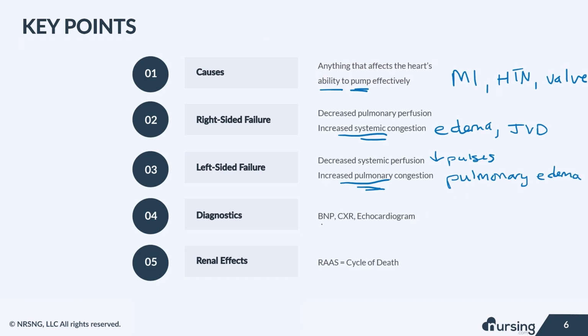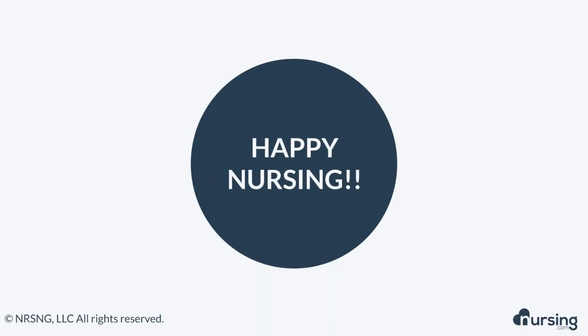We'll use a BNP, a chest x-ray, and an echocardiogram to diagnose. And again, we'll see an ejection fraction of usually less than 50%. I've seen people with ejection fractions of 20%, which is not good. And then remember that the impact that this has on the kidneys can make the problem worse. And so we'll talk in the next lesson about how to work to break that cycle of death for these patients. So I hope we've been able to clear up heart failure for you a little bit.